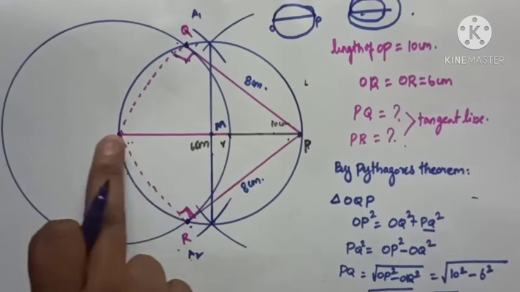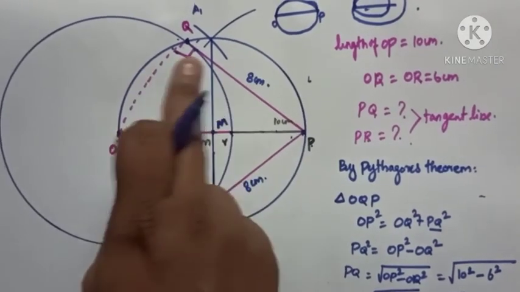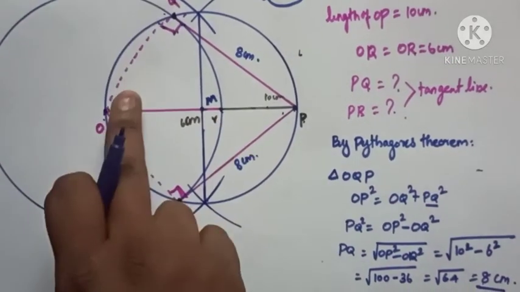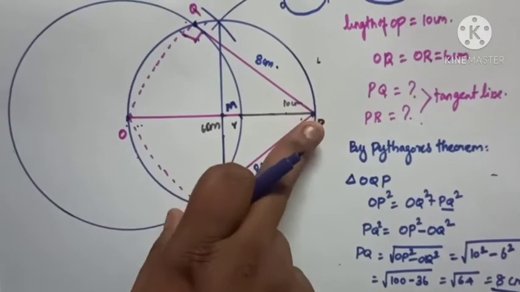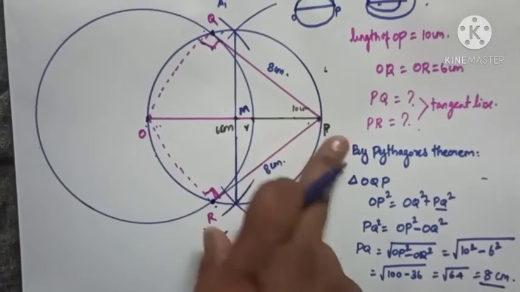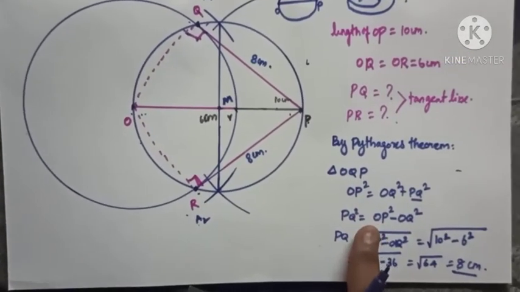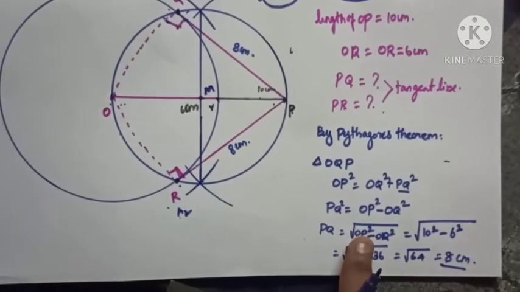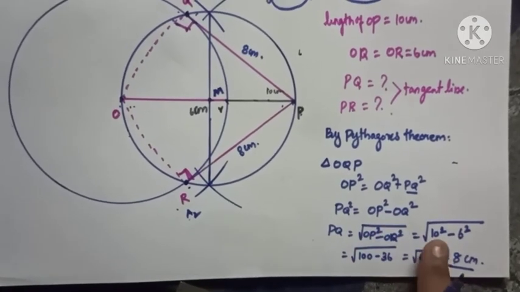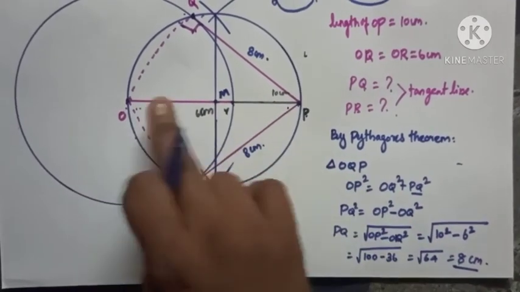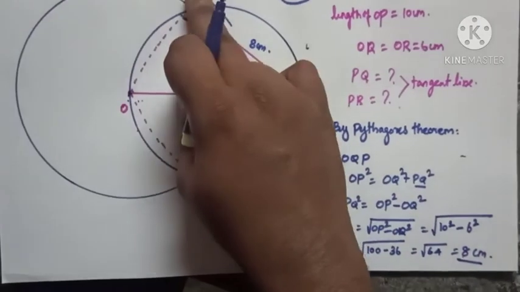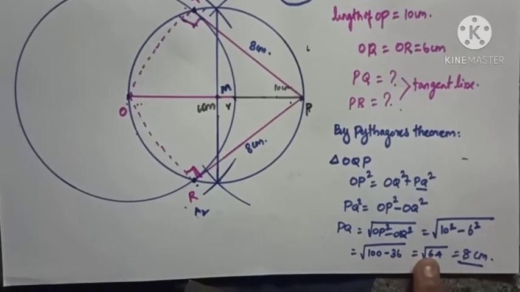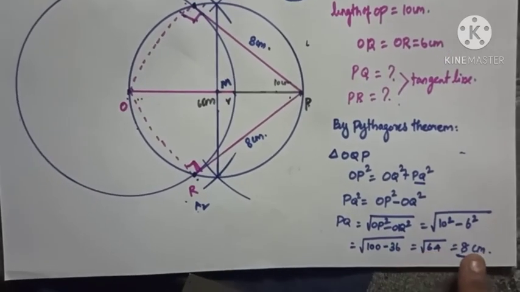By using the Pythagoras theorem, this is a right angle triangle, and here is the formation of the right angle. So opposite to the right angle, OP is the hypotenuse, and these are the two adjacent sides. So OP square is equal to OQ square plus PQ square. We need to find the length of the tangent, PQ square. So PQ square is equal to OP square minus OQ square. So PQ is equal to square root of OP square minus OQ square. So just substitute the value. Here OP, the total length, is 10 centimeter and OQ, the radius, is 6 centimeter. 10 square minus 6 square, 100 minus 36, we get 64. We know that the square root of 64 is 8.